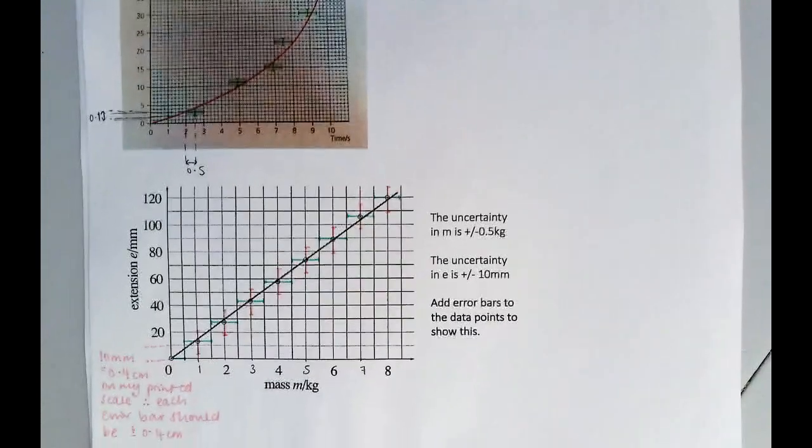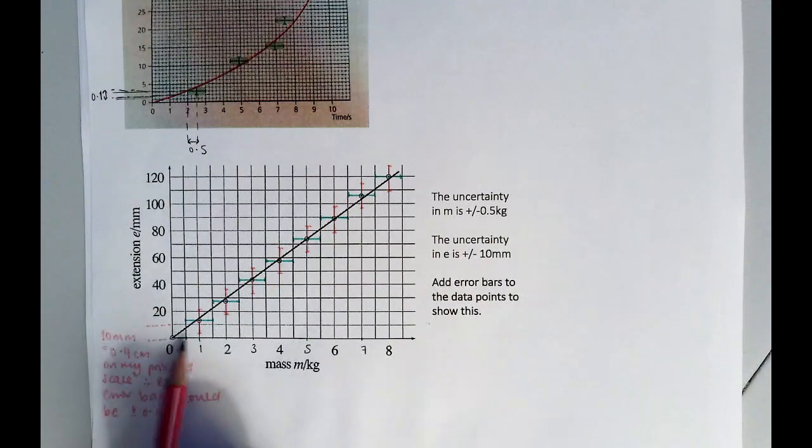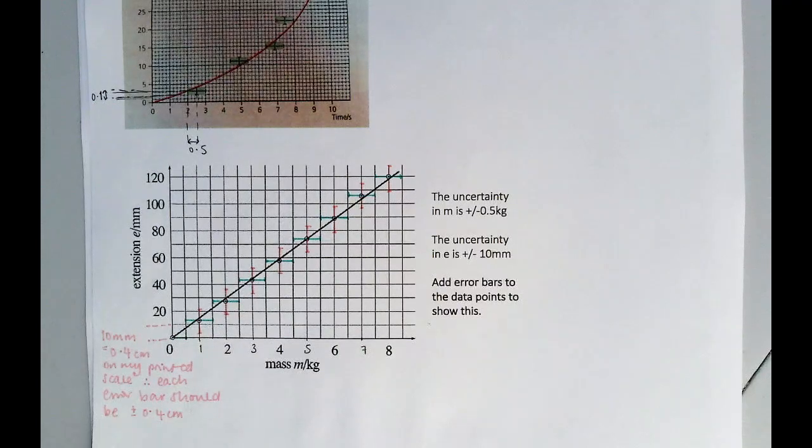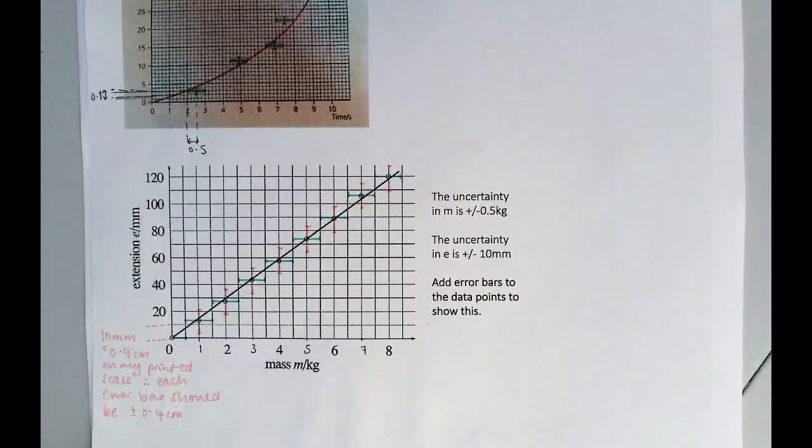On your second one, you were asked to plot error bars for both mass and extension. Now use pencil, please, but I've done it in pen just so that you can see it a little clearer on the video. So we know that the uncertainty in the mass is plus or minus half a kilogram. Half a kilogram is 1 small square, so you need to be plus a small square and minus a small square on both sides for each. And then the uncertainty in the extension was plus or minus 10 millimeters, which again is 1 square, but the points don't lie necessarily on one of the grid lines.